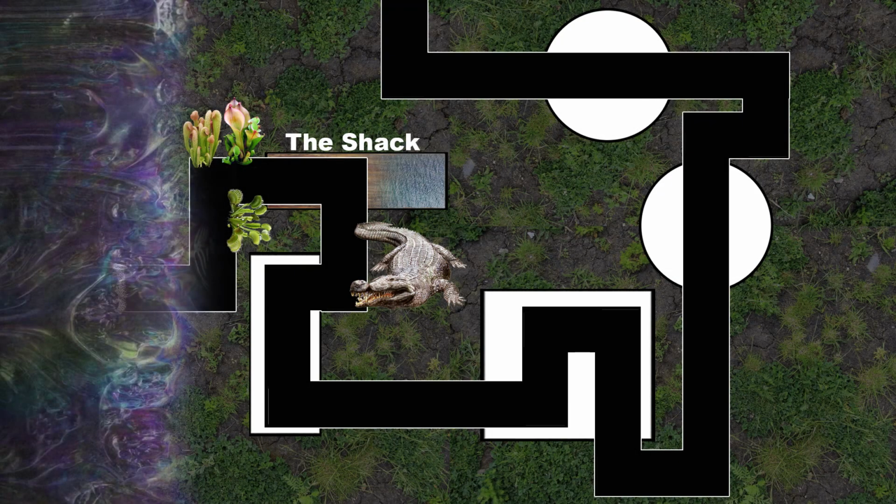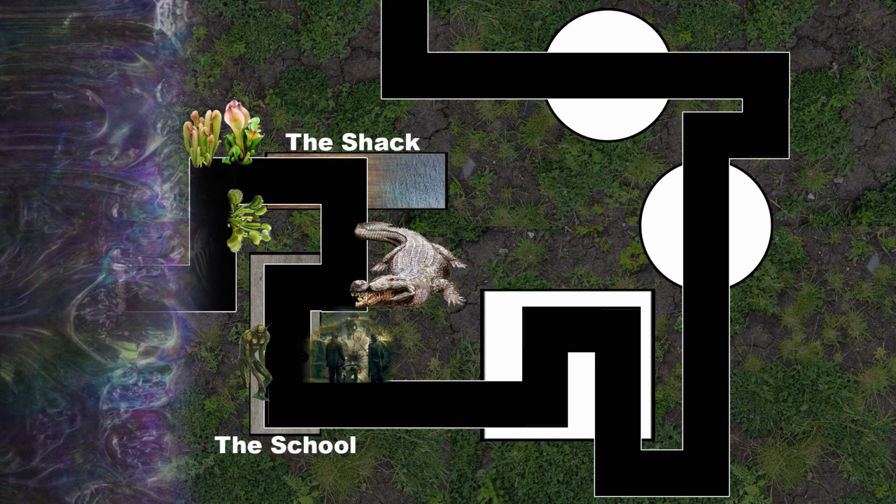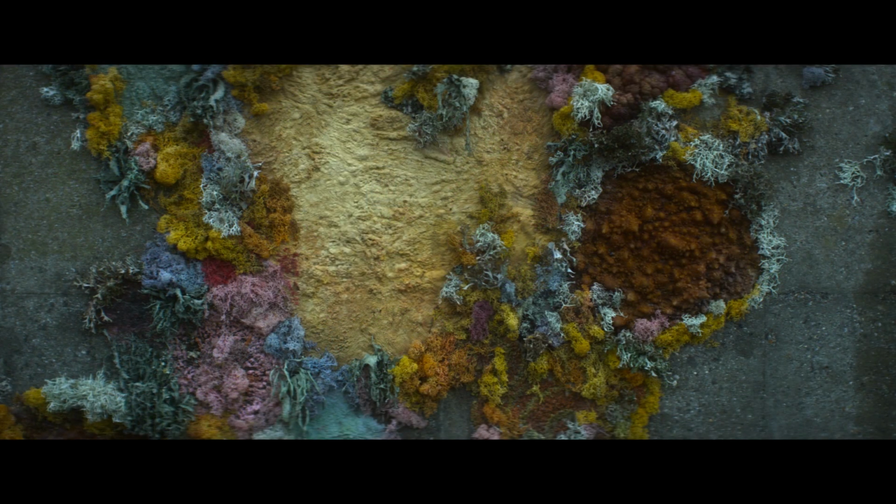Once escaping the alligator, guests would enter an abandoned school where the walls would be covered with colored moss. From the walls, men covered in moss would jump out and attack guests. Because the moss on their bodies would be very similar to the moss on the wall, they'd be pretty well hidden, so these jump scares could work pretty well.